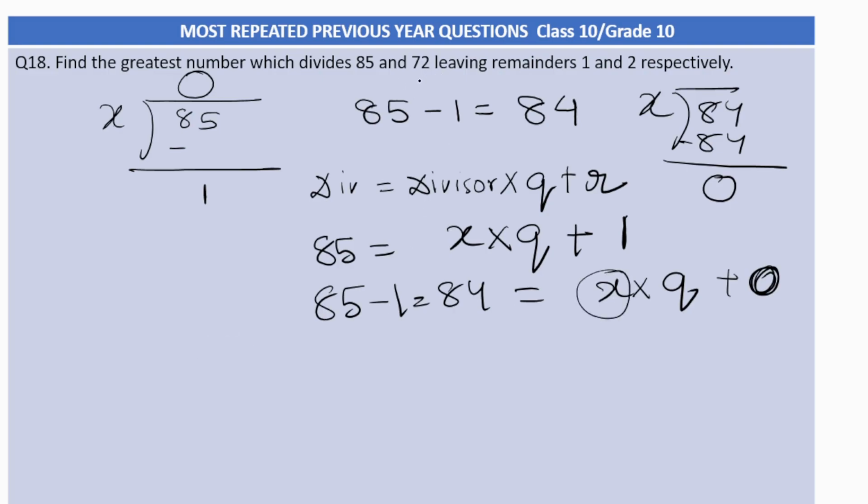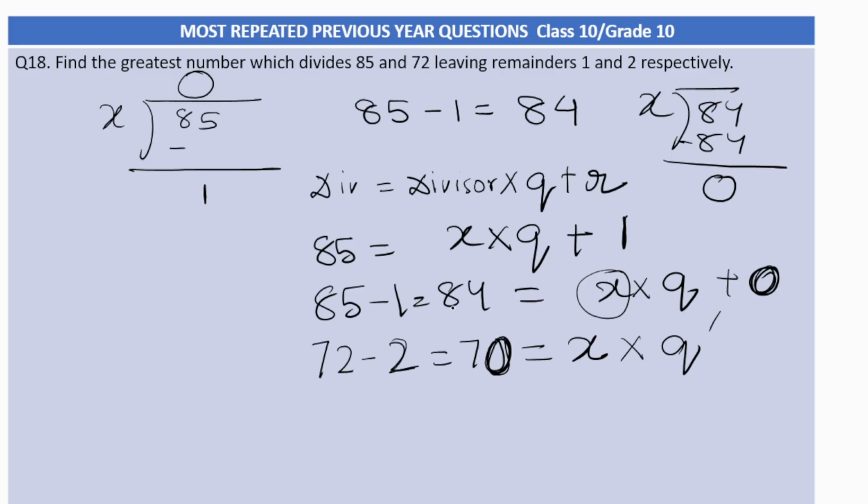Similarly, for 72, the same number x is giving a remainder 2. That means if I subtract 72 minus 2, I will get 70. 70 is again fully divisible by this x. I will get another quotient here, maybe q1, whatever you take. 70 will be fully divisible, no remainder will remain, because if I divide 72 with this x, I am getting a remainder 2. So 72 minus 2 is 70.